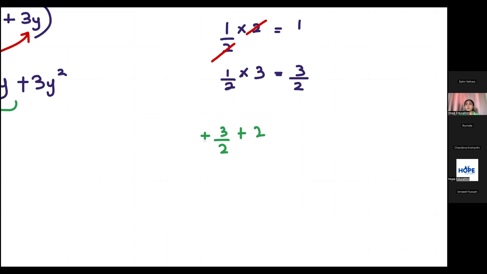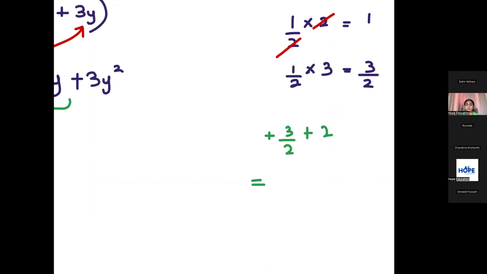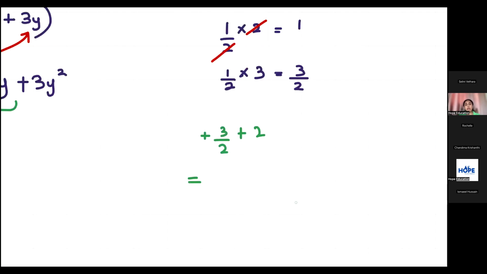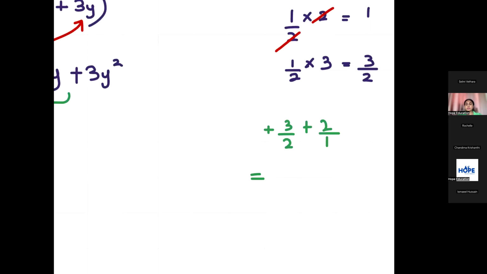What is the first step of simplifying this? Make 2 a fraction. How do you make 2 a fraction? Does 2 have a denominator? No, so we put 1 down. If there's a whole number without any denominator, that means the denominator is 1. Then what is the next step? We make the denominators equal and then add the numerators.